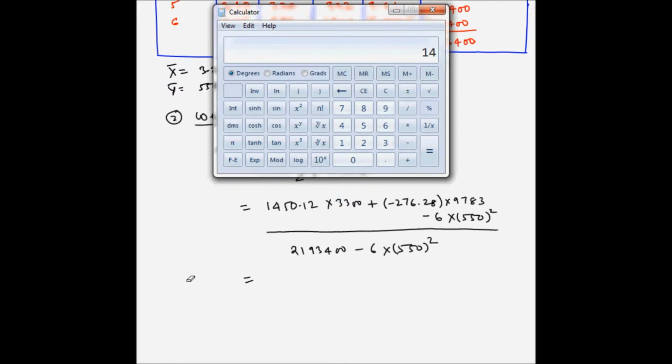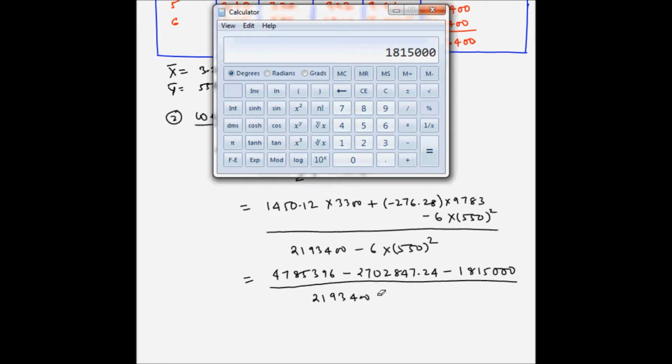So 1450.12 multiplied by 3300, so 4785396, minus, because plus and minus becomes minus, 276.28 multiplied by 9783, so this is 2702847.24, minus 550 square multiplied by 6, so 1815000, and this whole thing divided by 2193400 minus, so this is the same as this one in the numerator, so this becomes 1815000. So let's calculate the numerator first.